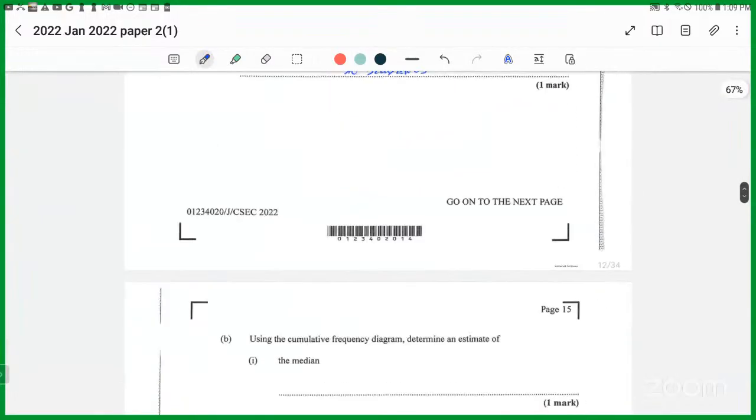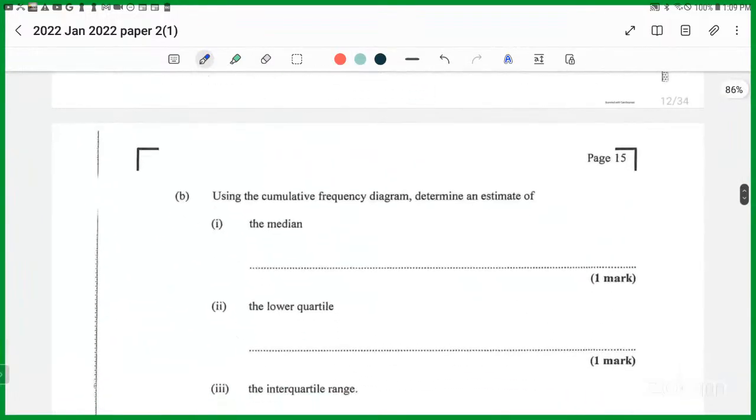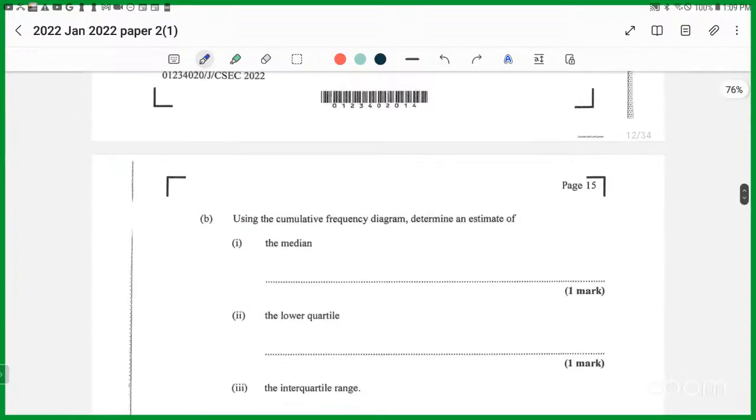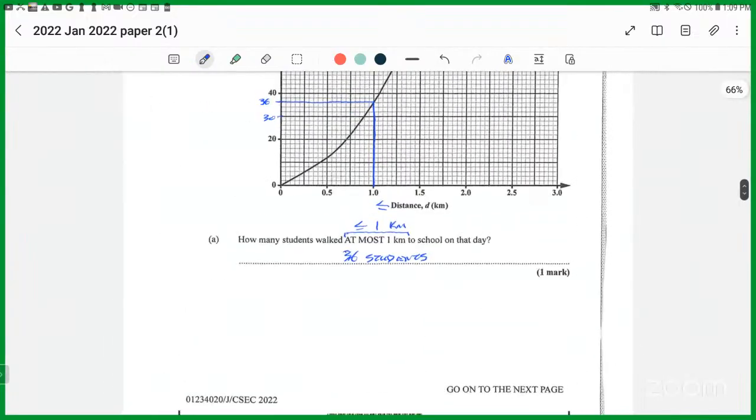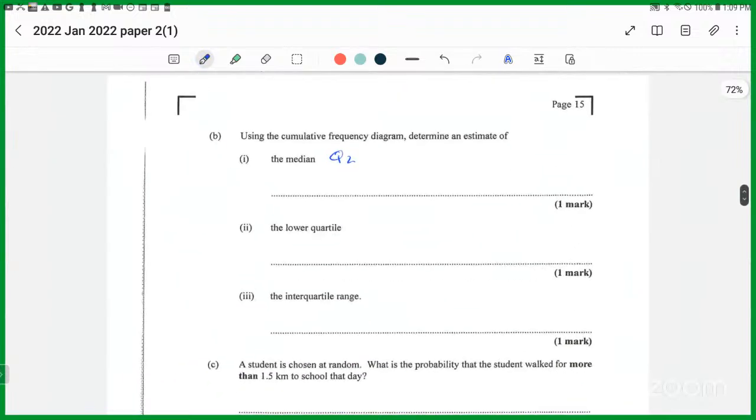Right. Next one says, using the cumulative frequency diagram, determine an estimate of the median. The median corresponds to Q2. So we need to find a portion of Q2. Then the lower quartile, that's Q1. And then I want the interquartile range, which is Q3 minus Q1. So we're going to need Q3 as well.